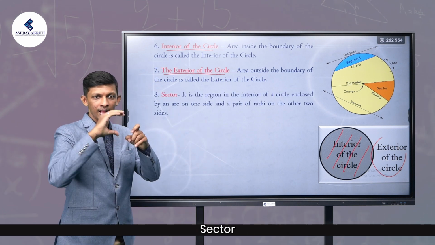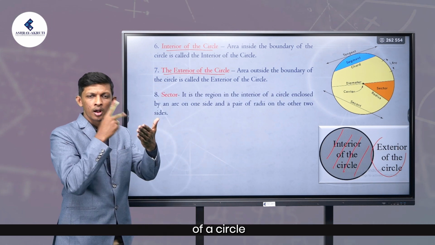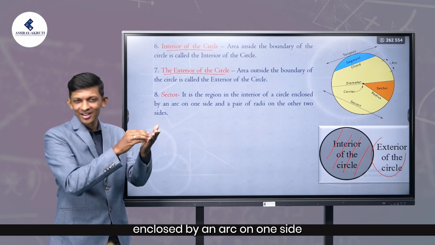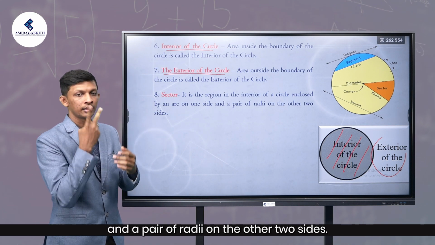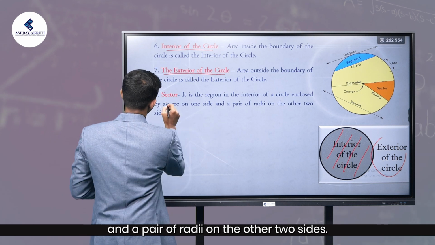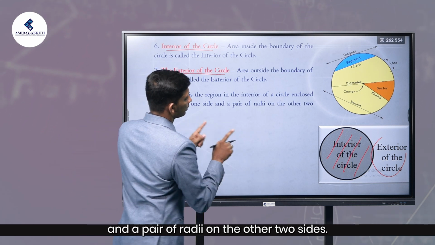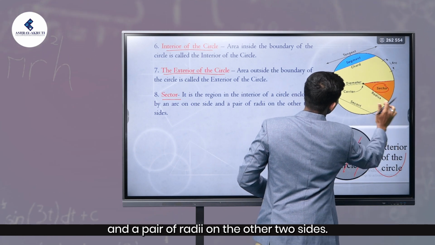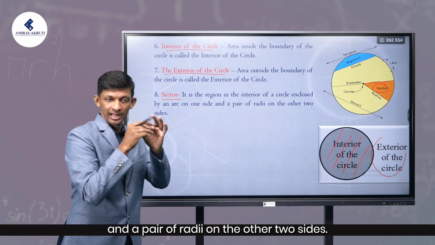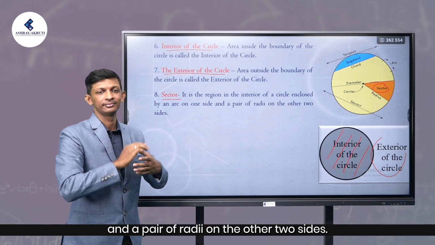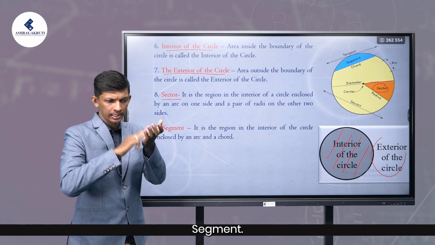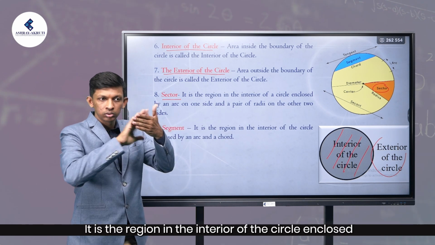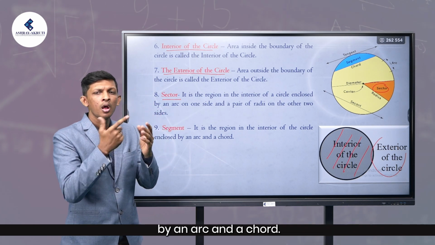Sector. It is a region in the interior of a circle enclosed by an arc on one side and a pair of radii on the other two sides. Segment. It is a region in the interior of the circle enclosed by an arc and a chord.